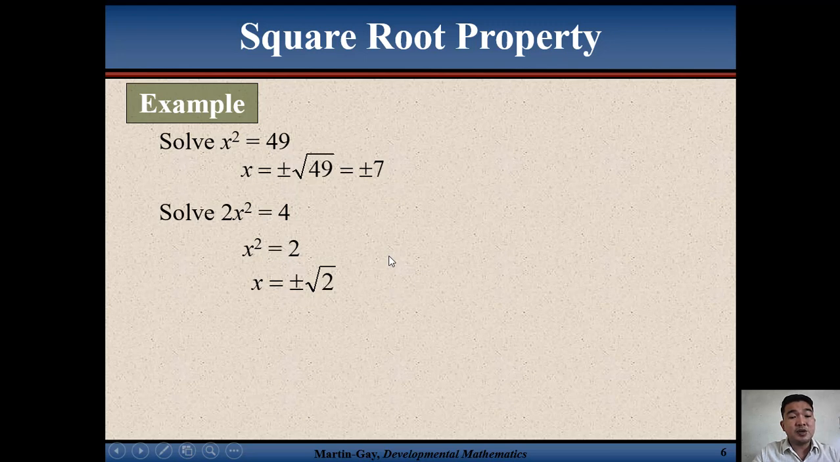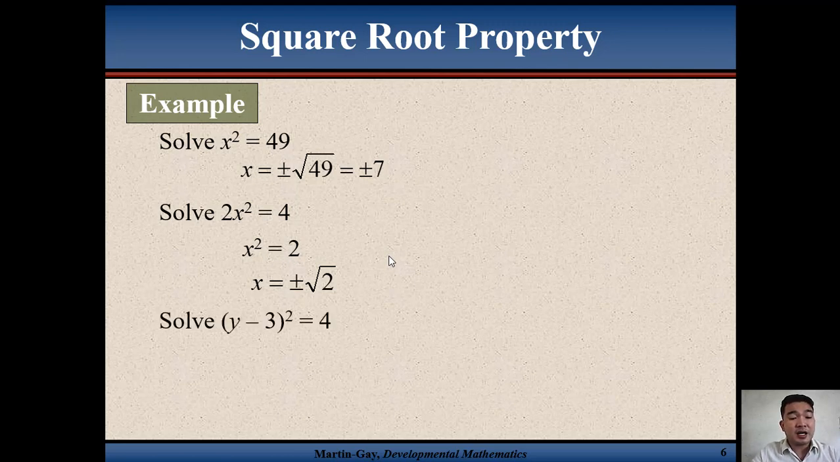And then we take the square root of both sides of the equation. The square root of x squared is equal to x, and the square root of 2 is equal to plus or minus the square root of 2, since 2 is not a perfect square.